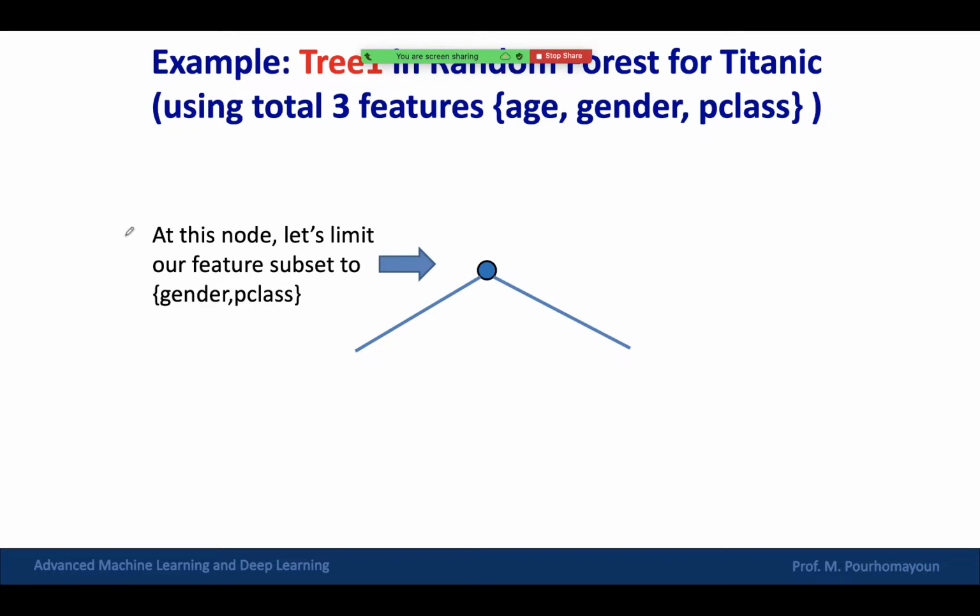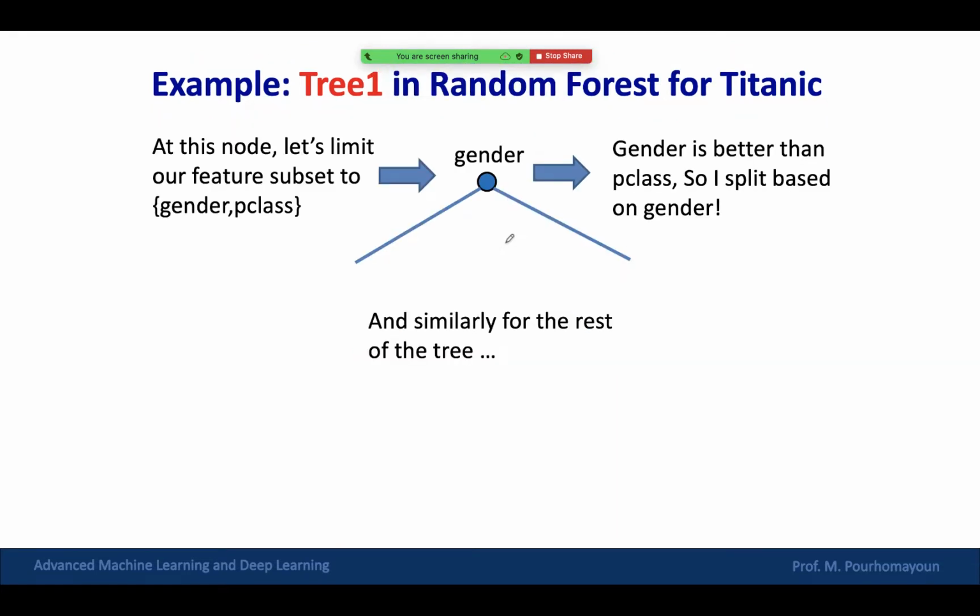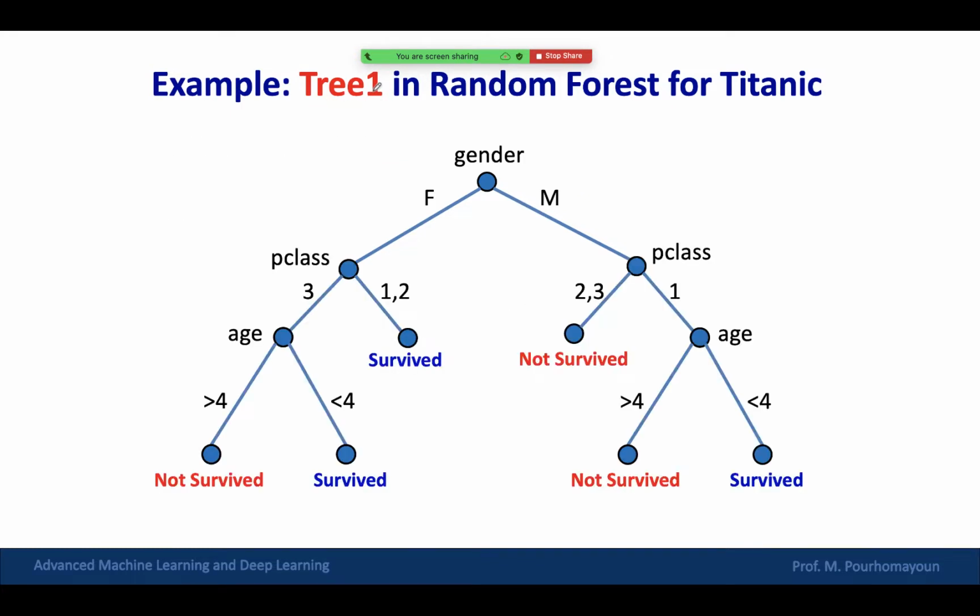But this is what I'm going to do in random forest. In random forest, I limit the number of features that I provide to each tree. So, for example, at this node, let's limit our feature subset to only gender and passenger class, and ask the decision tree to select the best among these 2. So in this case, gender is the best one, so I put it at the top, and we do the same thing for the rest of the tree. So this is how we trained the first tree.